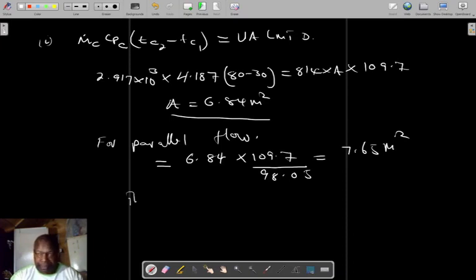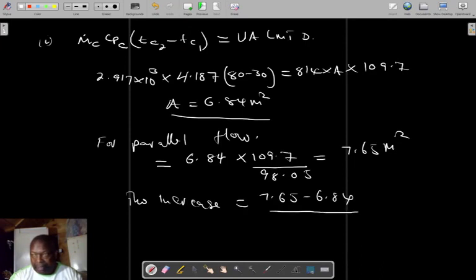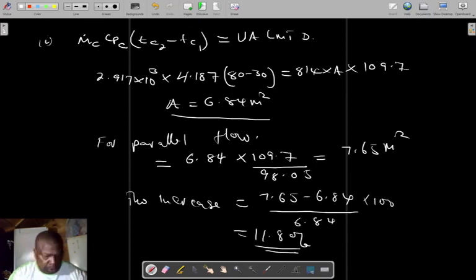Therefore, the increase that we are after in area is equal to 7.65 minus 6.84 divided by 6.84 times 100, and that gives us 11.8. So let's have a look at the second example.